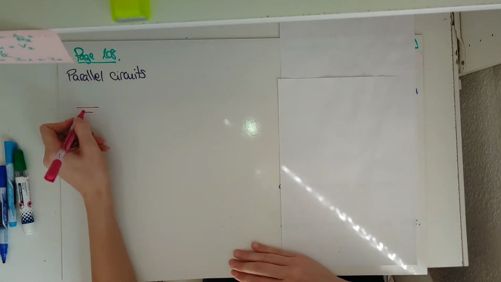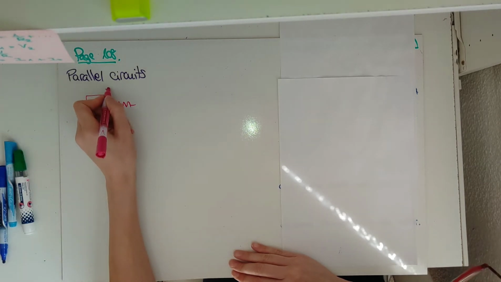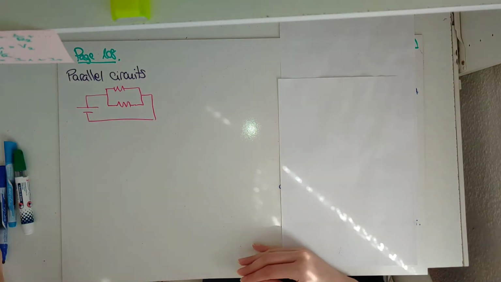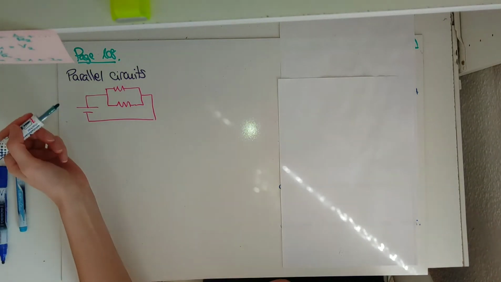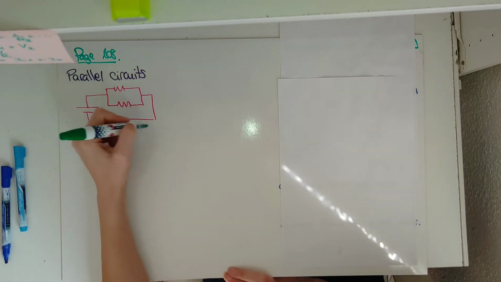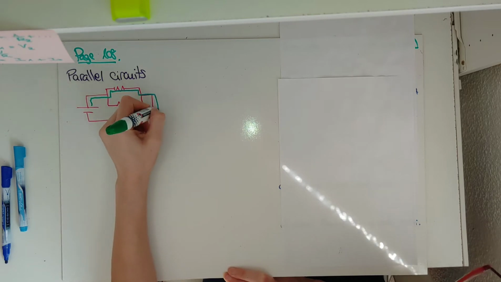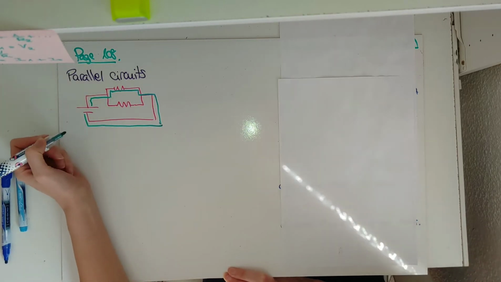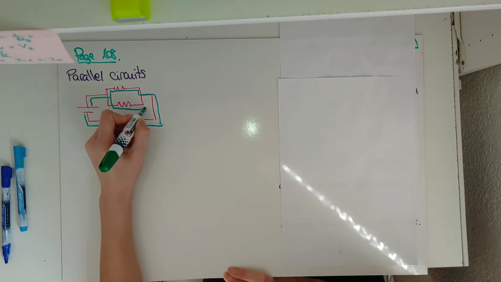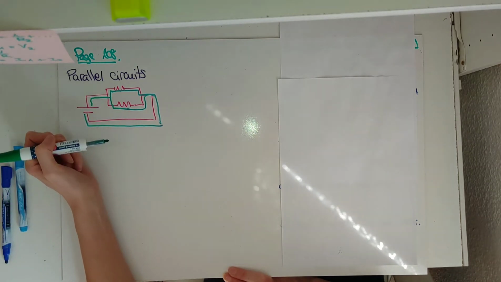Let's draw a parallel circuit. The current can take this path to get to the negative terminal of the battery, or this path. Start from here and go to the negative terminal. So there are two possibilities, okay?